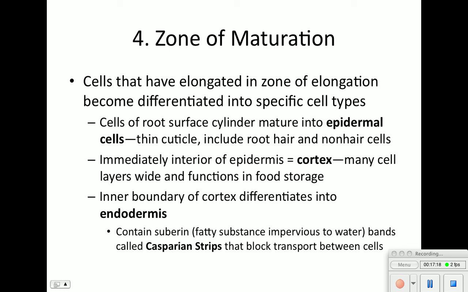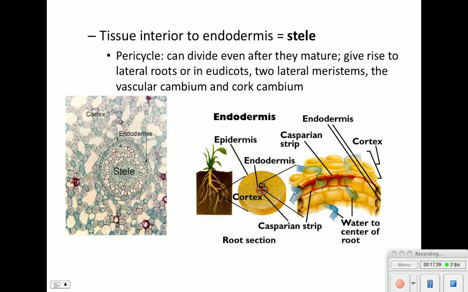Now, I wanted to point out this Casparian strip here is made of suberin, which is a fatty substance. Remember, lipids kind of repel water. Sometimes you'll see it in cross sections of branches, and this Casparian strip blocks water transport between certain cell types. I hope I have a diagram on the next slide to depict this.